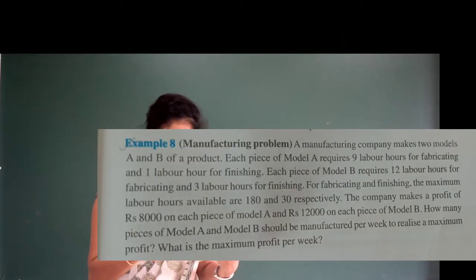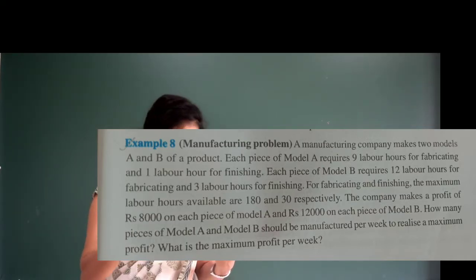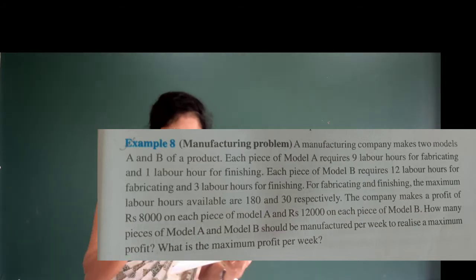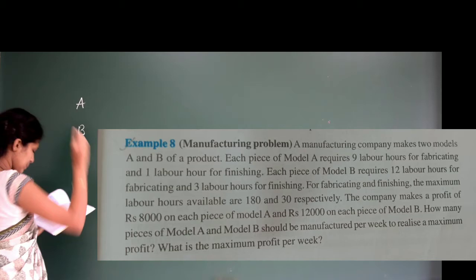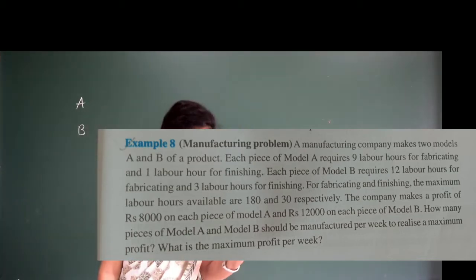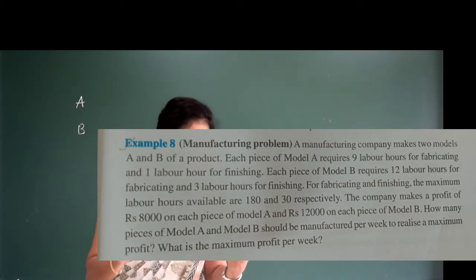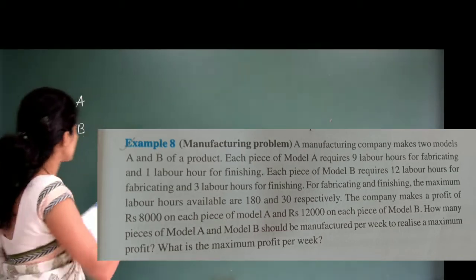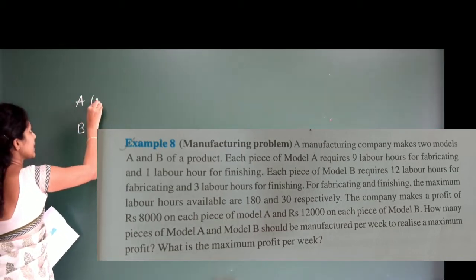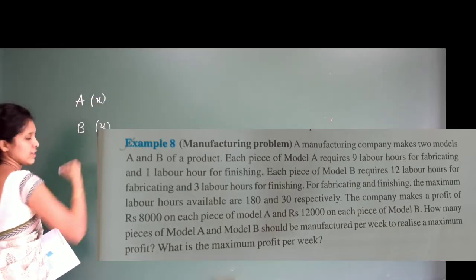See this question. A manufacturing company makes two models, A and B. Let us write that: they are making two models, one is A and the other is B. Each piece of model A requires 9 labor hours for fabricating and 1 labor hour for finishing. To understand this, we'll consider product A as X and product B as Y. So, clear?